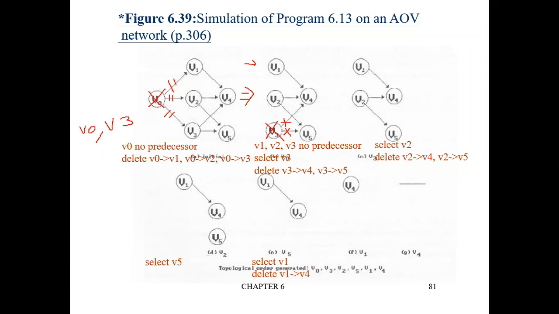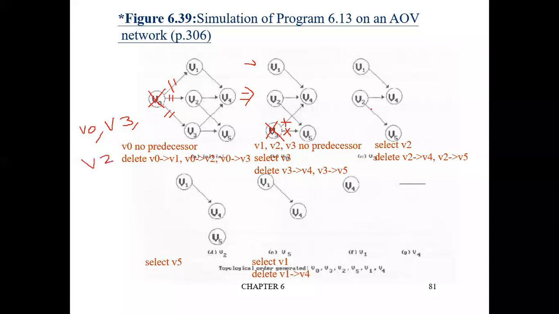Now how many vertices are there with 0 in degree? 2 vertices. Which are the 2 vertices which have 0 in degree? V1 and V2. Okay, yes, good. So we can pick up anything, either V1 or V2. Let us assume we are picking V2. So after V3, we will display V2.